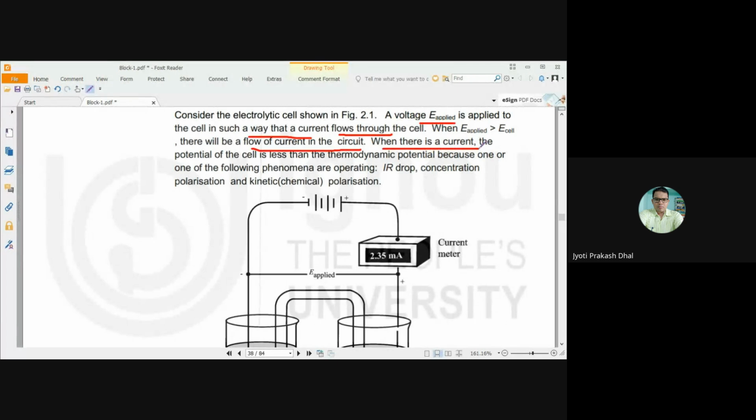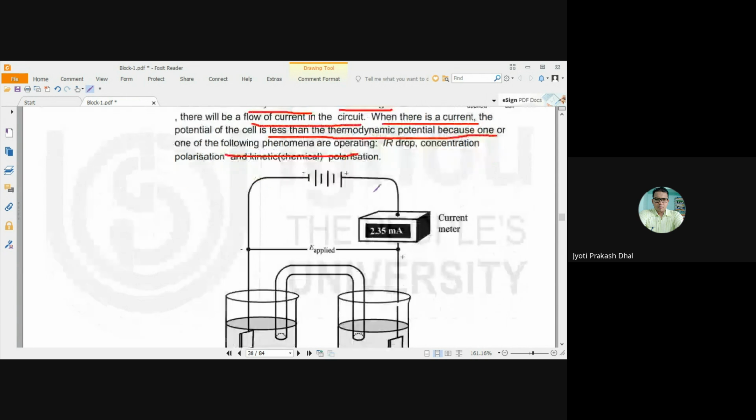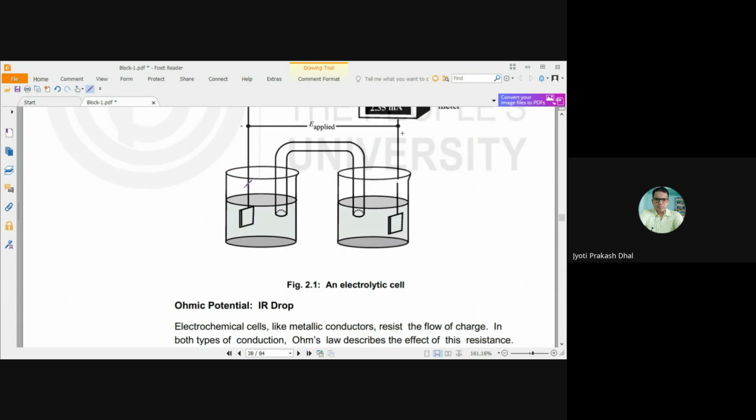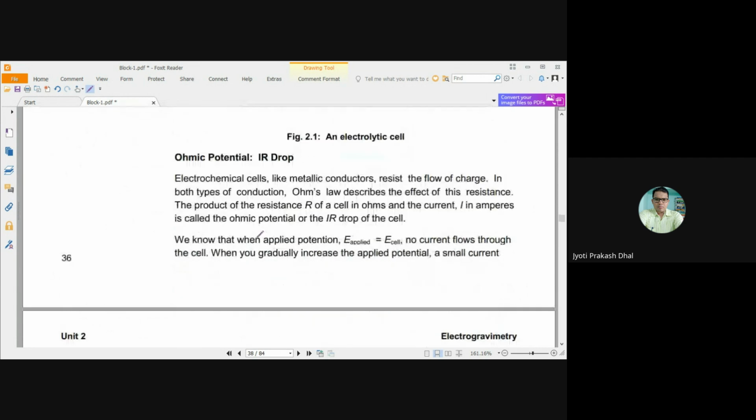Where there is a current, the potential of the cell is less than the thermodynamic potential, because one of the following phenomena is operative: the IR drop, concentration polarization, and kinetic polarization. So here, first we will discuss what is IR drop, that is ohmic potential.